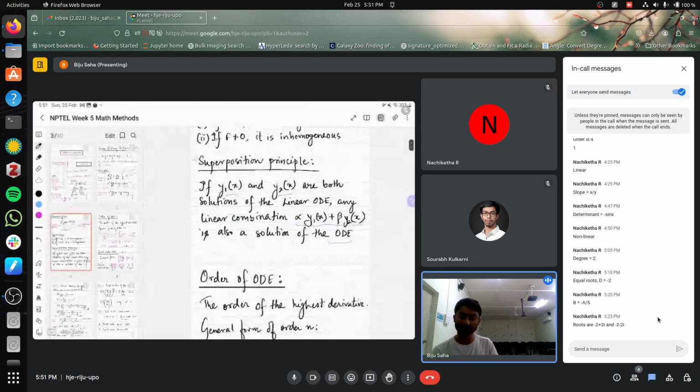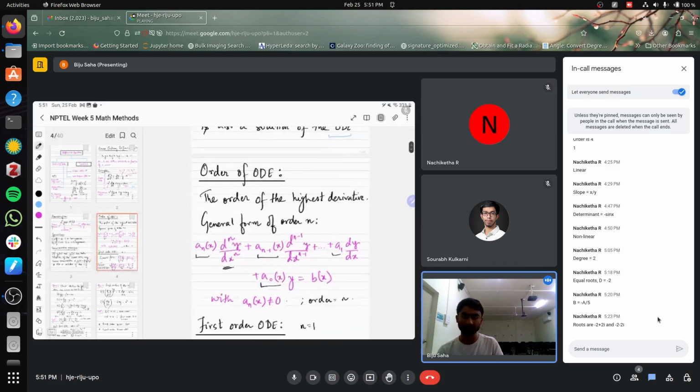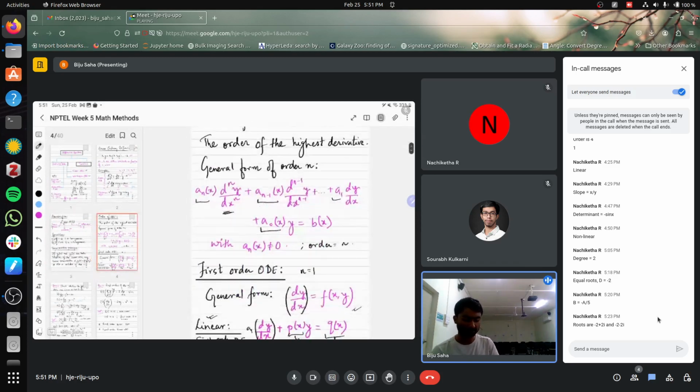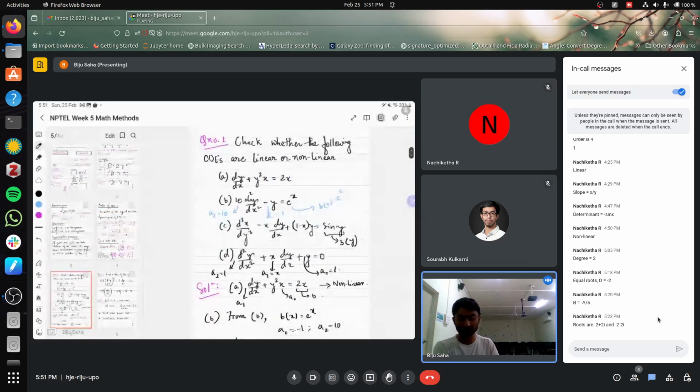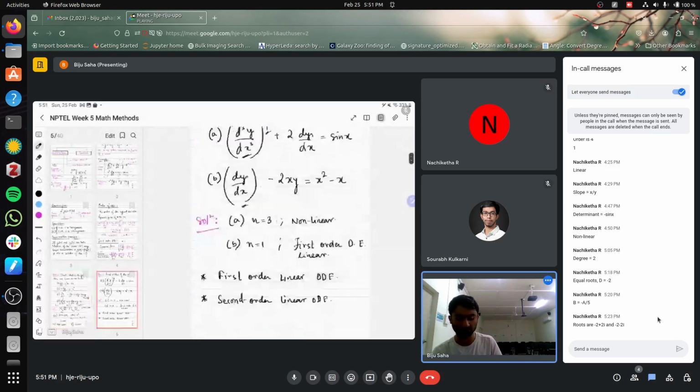This is because of the linearity of the differential equation. And the order is something that we discussed. So we also worked out a few examples to check the linearity and also found the order.